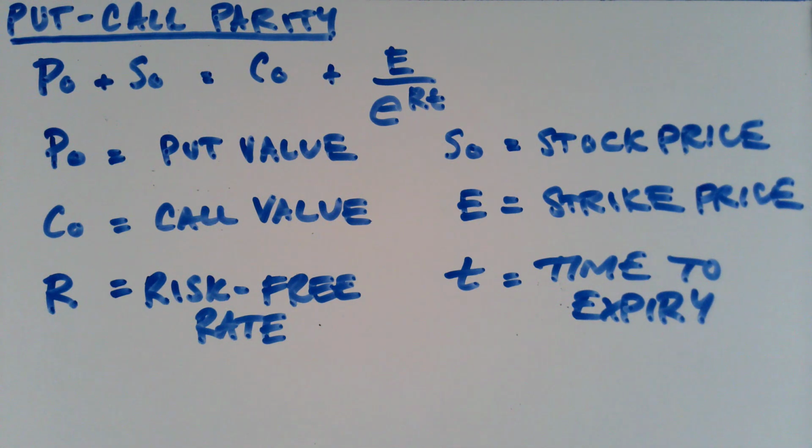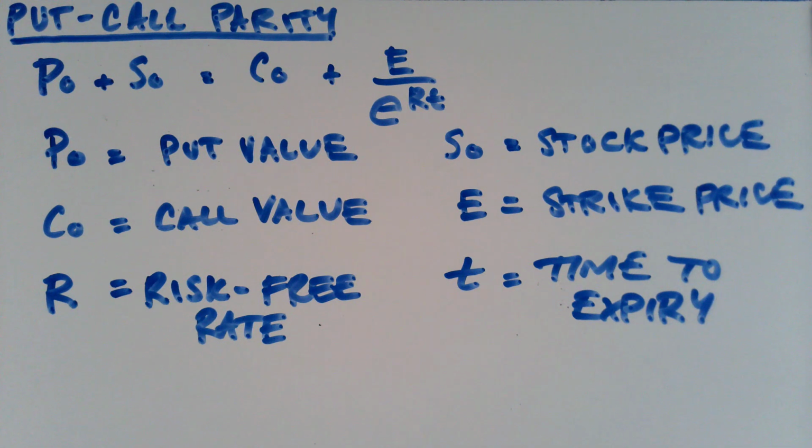E is the strike price. Now, this is the same strike price for both the call and the put. And T, the time to expiry, is the same for both the call and the put. And the word expiry may be confusing to you if you're an American, because this is actually the British way of saying expiration. In fact, if you travel to the UK and you look at the dates on baked goods, you may actually see this word instead of expiration date. It will say expiry. And then R is the risk-free rate.